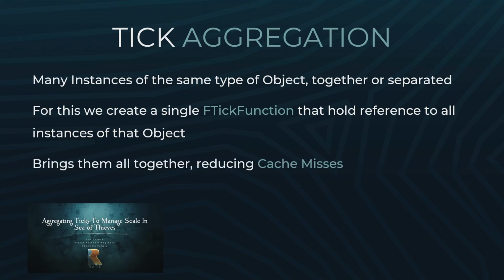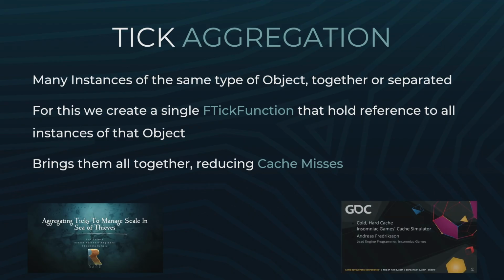So this is going to bring them all together under one tick function, because that tick function is going to run and then call all of the consecutive functions one after another. And this is going to help reduce the cache misses. So this is the time it's taking to load that object's data into memory, that sort of thing. And there's a great talk by Andreas about the cold hard cache, the cache simulator. And there's a plugin you can actually download for an Unreal cache simulator.